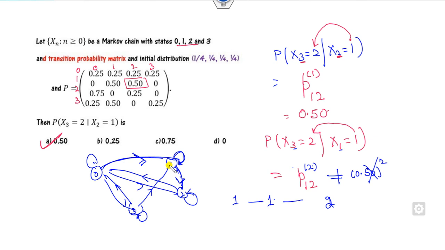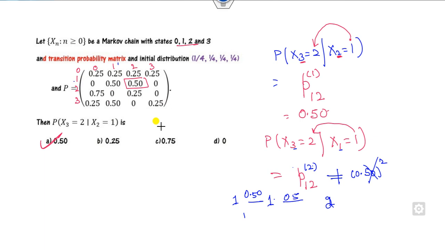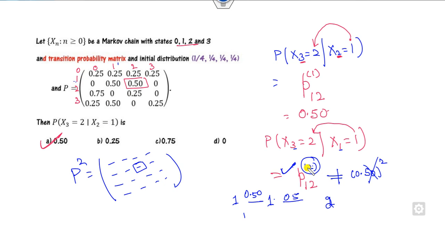If you find almost all the pairs and then find the probability, what is the 1 to 1? 0.5. 1 to 2, 0.5. Otherwise, one more method is there. How can you solve that? What is the time period? 2. You can find the P square. You will get again a 4 cross 4 matrix, and then look at the 1, 2 entry. Whatever the answer is here, that is the answer. If they are asking about the cube, like of this 0, so it is my 3, then you can find the P cube and look at the 1, 2 entry.